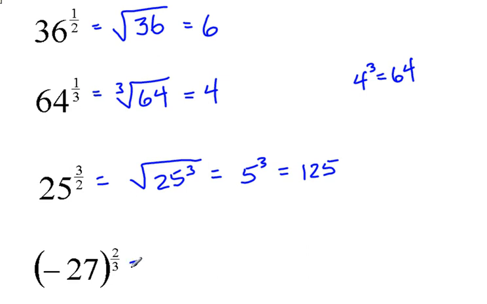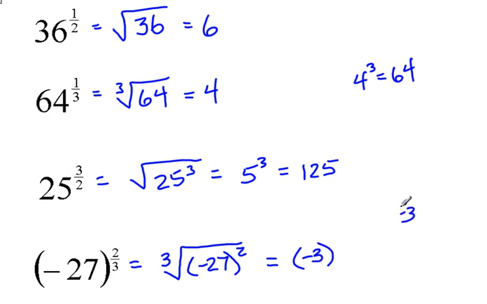All right, this next one, we've got the cube root of negative 27, squared. Since we're going to be squaring it, we know it's going to be positive, but again, I'm going to do the cube root first. So the cube root of negative 27 is negative 3, because I know negative 3 to the third is negative 27. And then I'm going to square that, and I get positive 9. All right, let's move on.